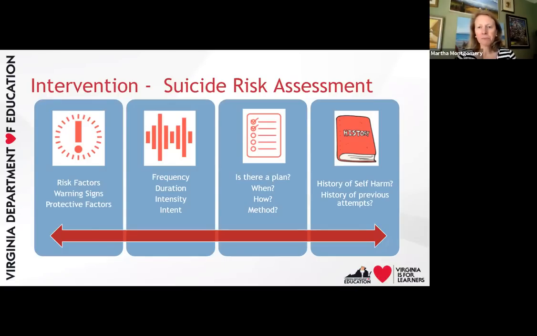Some other important risk factors that we really need to consider when we're doing our suicide risk assessment: is there a history of self-harm, and are there previous attempts? We do know that suicide risk is higher in these populations of students that have these histories, so we really need to pay close attention to those students.